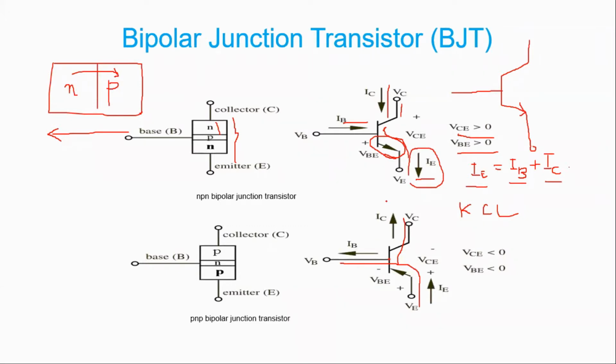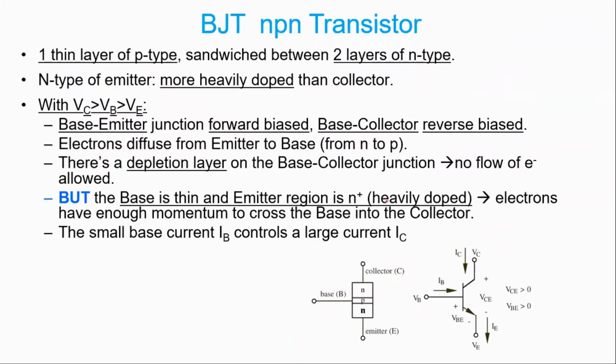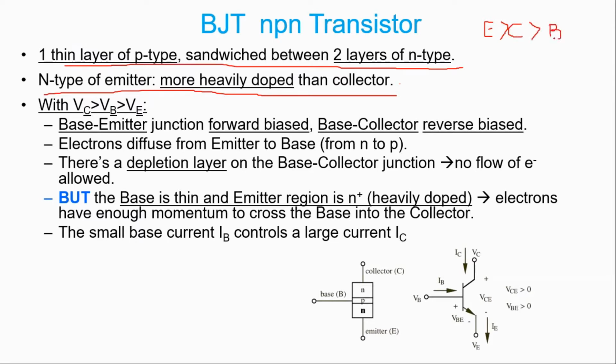This is again the same definition. Once again, I'm covering this for a better understanding: it is one thin layer of P type sandwiched between two layers of N type. So the N type emitter is more heavily doped than the collector. Emitter is heavily doped as compared to the collector, and the collector is heavily doped as compared to the base. This is the entire sequence.